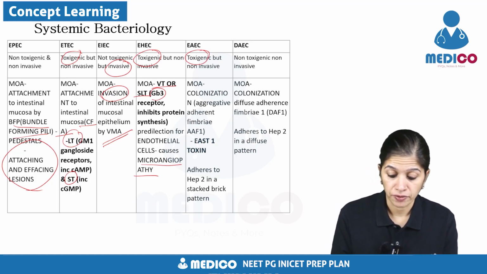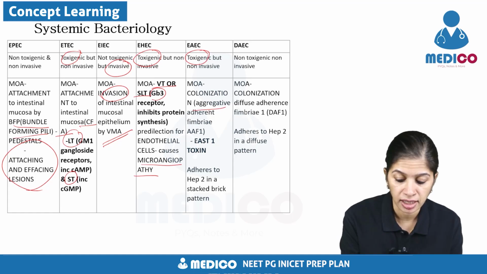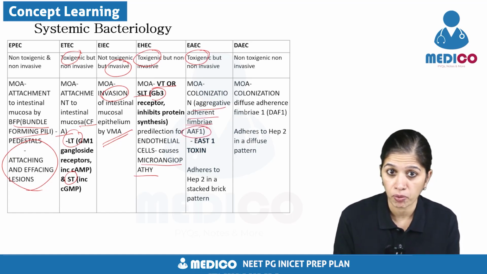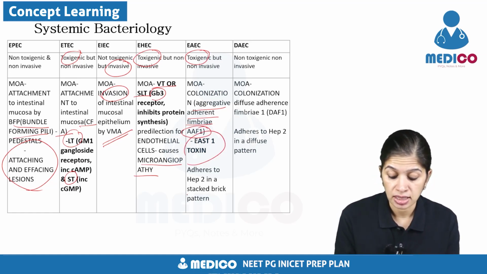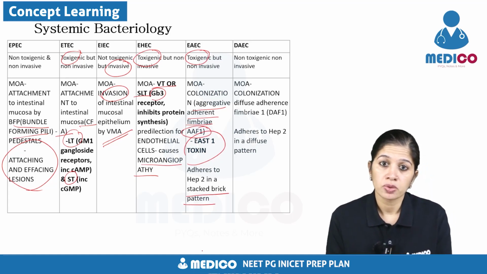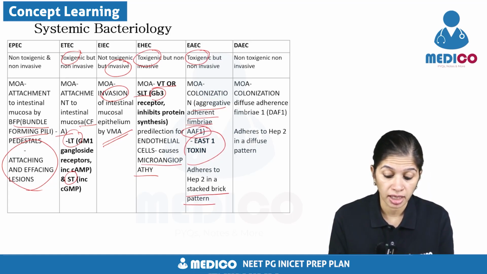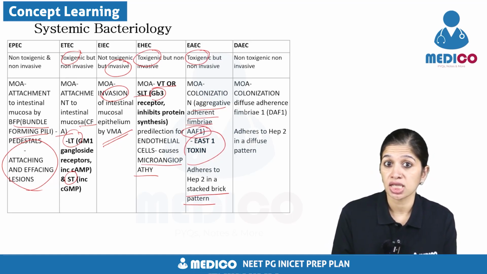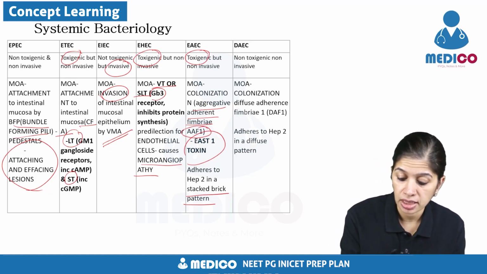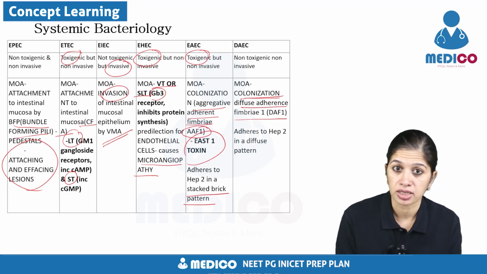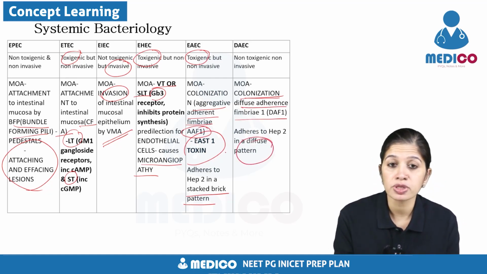Then enteroaggregative. So it is aggregative. It has got aggregative adherence fimbriae or AAF1 that causes colonization. And it produces a toxin, EAST1 toxin, and adheres to HEp-2 cells in a stacked brick pattern. So it's got AAF1, aggregative adherence fimbriae 1, brings about mainly colonization, and a toxin EAST1. And on HEp-2, it forms a stacked brick pattern. Whereas diffusely adherent has colonization by diffuse adherence fimbriae 1. So DAF1, and it's got a diffuse pattern on HEp-2.